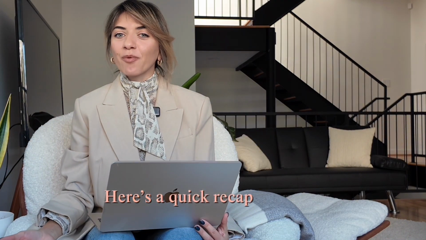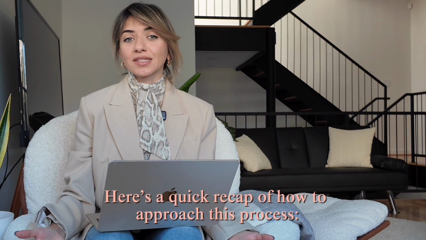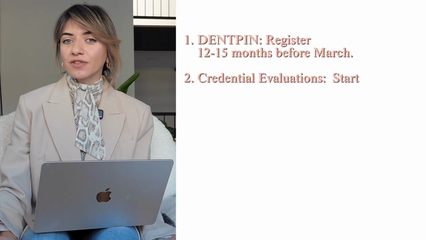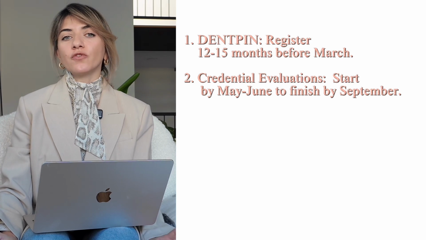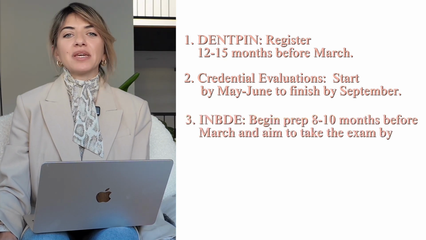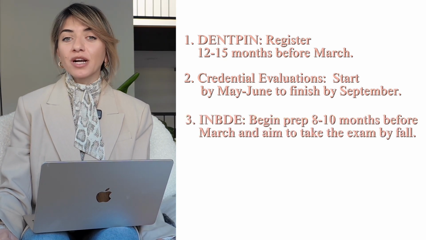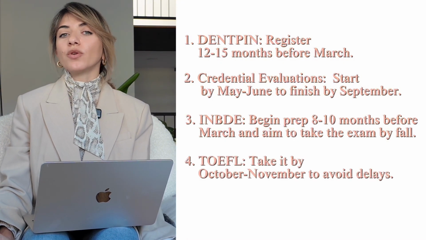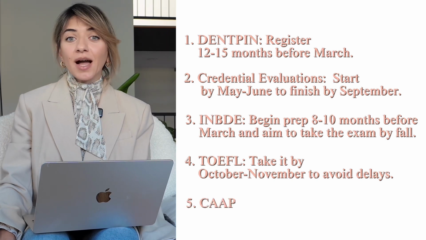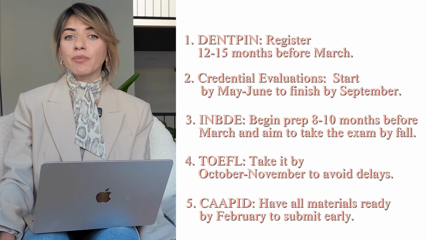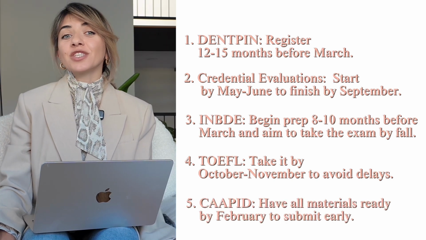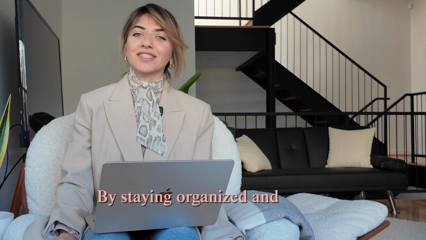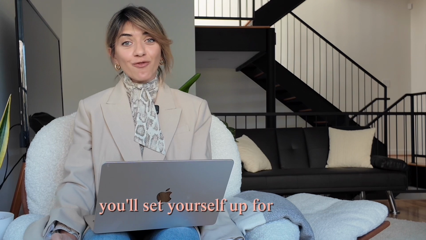Here is a quick recap of how to approach this process. DENTPIN, register 12 to 15 months before March. Credential evaluations, start by May-June to finish by September. INBDE, begin prep 8-10 months before March and aim to take the exam by fall. TOEFL, take it by October or November to avoid any delays. CAAPID, have all your materials ready by February to submit early. Interviews and bench tests, start prepping by January. By staying organized and starting early, you'll set yourself up for success.